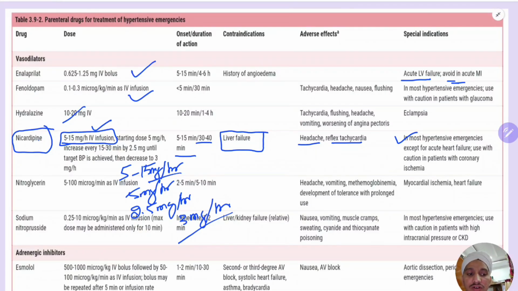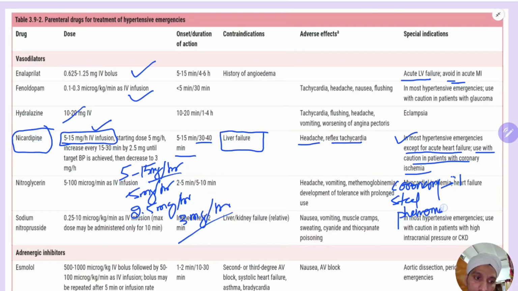In most hypertensive emergencies, you can also use Nicardipine apart from Labetalol, except for acute heart failure. Use with caution in patients with coronary ischemia, because there is a risk of coronary steal phenomena. So to avoid this coronary steal phenomena, we should not use this in acute coronary ischemia and acute heart failure. That means you should not use Nicardipine in patients with cardiac conditions.